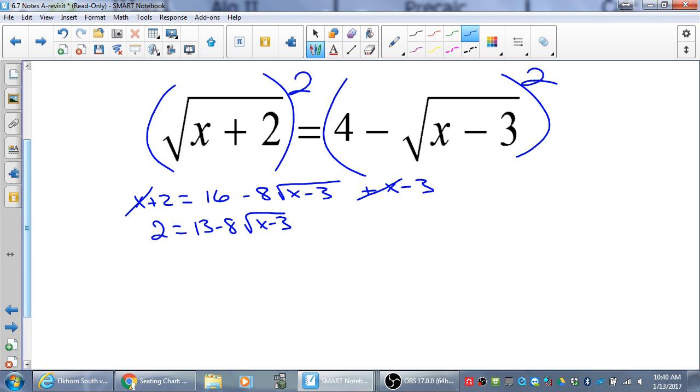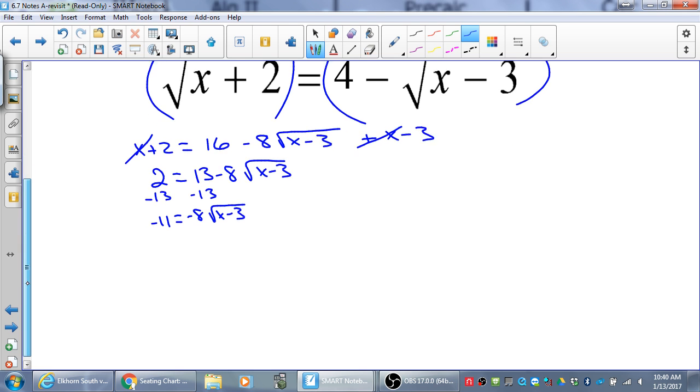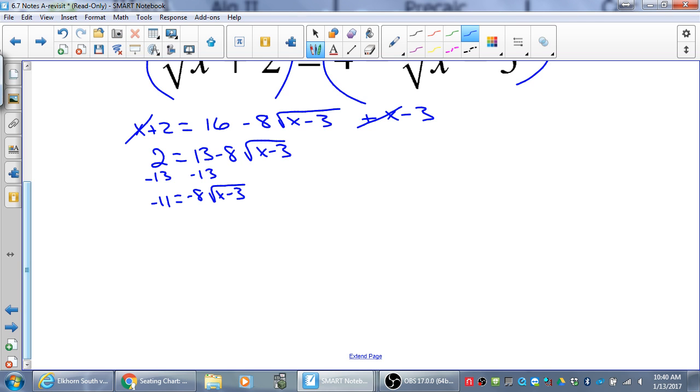Right, because 16 minus 3 is 13. Next, we have to minus 13. That's negative 11 equals negative 8 square root of x minus 3. Divide by negative 8, so 11 eighths equals the square root of x minus 3.